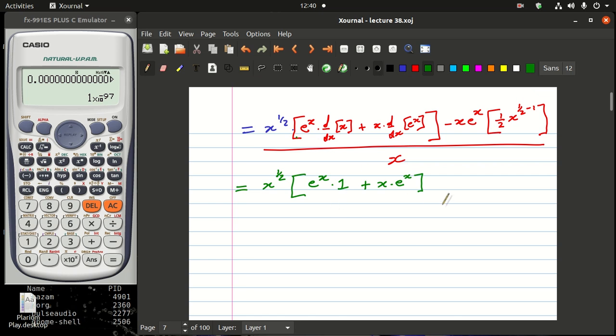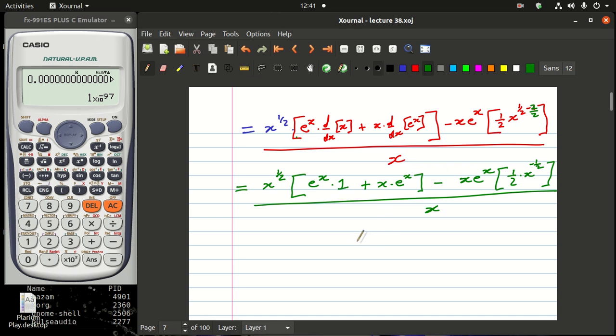Just want to simplify a little bit further. So here we have a minus x e to the power x, and then this side here we still have 1 over 2 times x raised to 1 over 2 minus 1, which is the same as 1 over 2 minus 2 over 2, because I want to have a common denominator. 1 minus 2 is going to be minus 1, and then the common denominator is 2. So we have that nice thing here, and we're dividing this whole thing by some x.